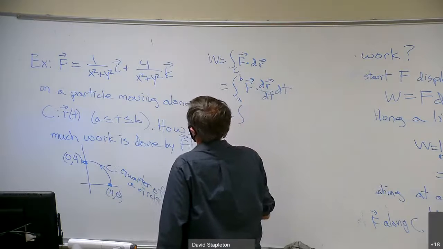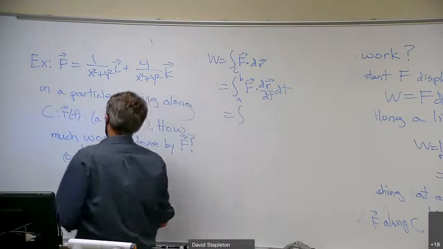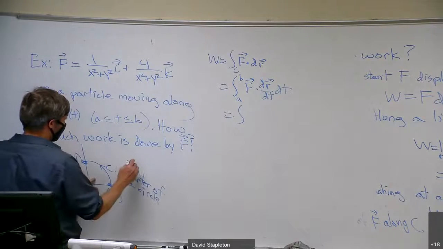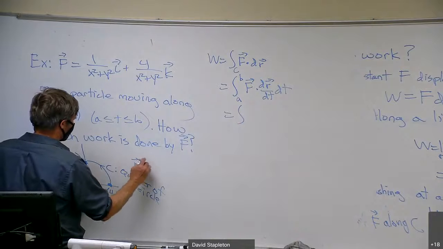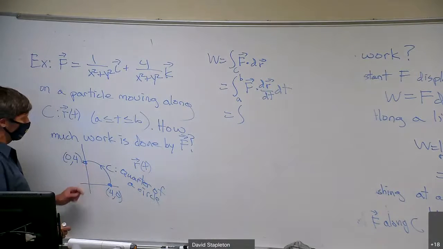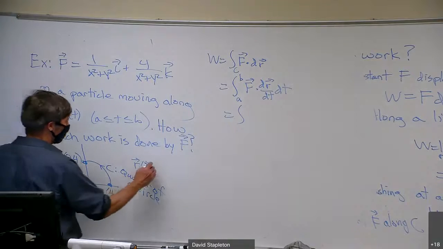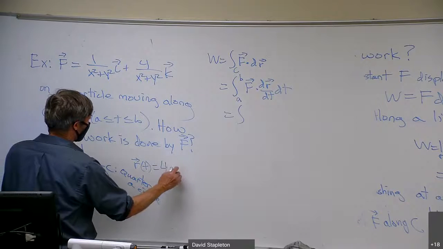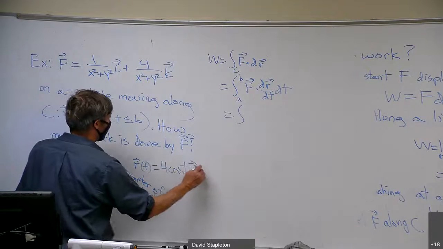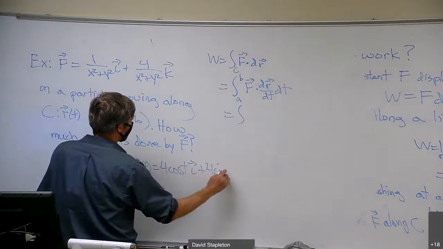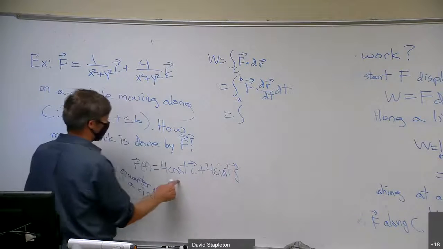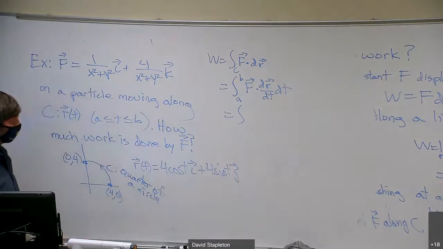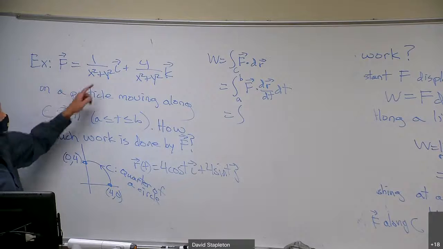Let me write r of t. If I'm using a quarter circle, what should I use for a circle of radius 4? Could use 4 cosine t i and 4 sine t j, right? That's how we make parametric circles. x equals cosine, y equals sine gives you the unit circle from trigonometry. 4 times that gives you the circle of radius 4 at the origin. So there's my parametric curve.